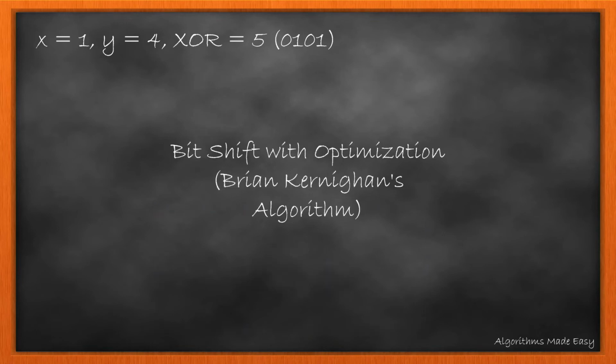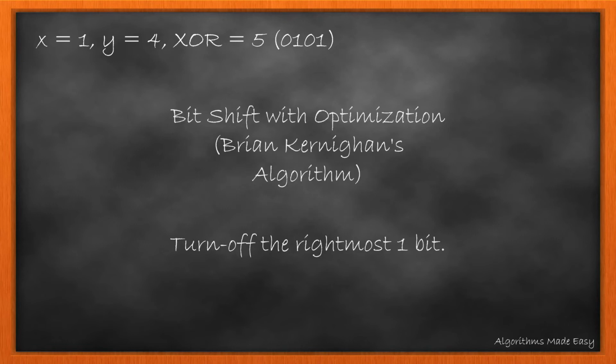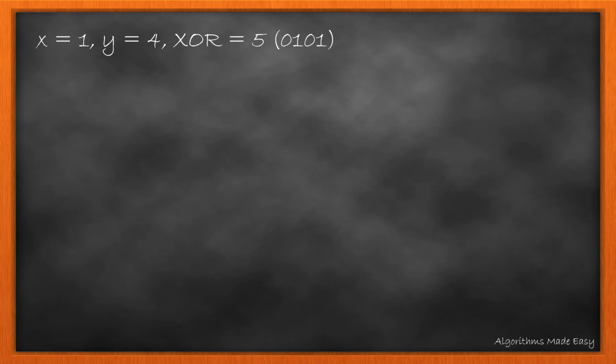In this method, we performed 4 iterations. While counting the 1 bits, we also iterated for the bits that were already 0. We could further optimize these operations. The optimized approach is called Brian Kernighan's algorithm. In this algorithm, instead of shifting the bits, we turn off the rightmost 1 bit in each iteration. So the number of iterations gets reduced to the number of 1 bits present.